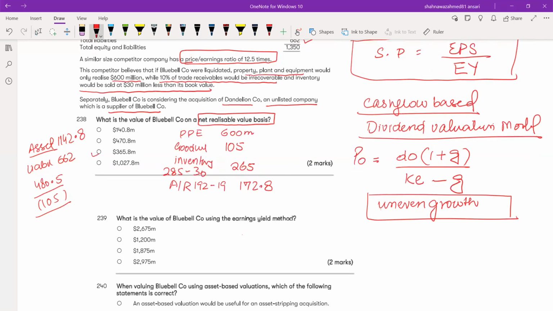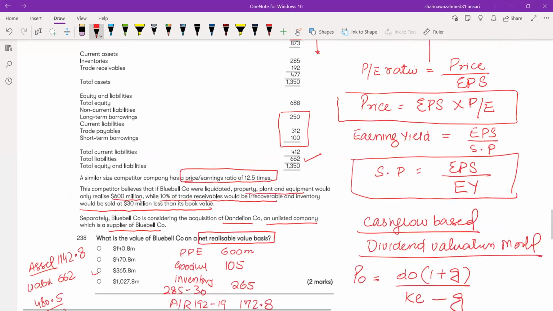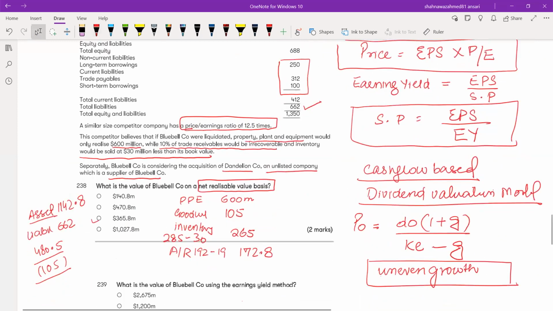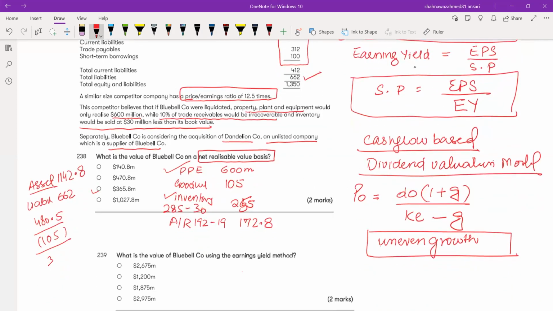The value is 365. So we have to check the figure again. Property, plant and equipment is 600. Inventory value is 30 million less than its book value. So it's 285 minus 30. It's 255. So deduct 10 from here. So as a result, it's 365.8. So answer is C.